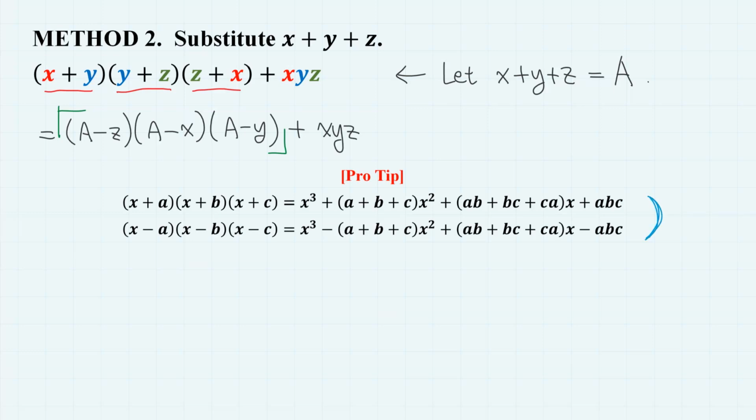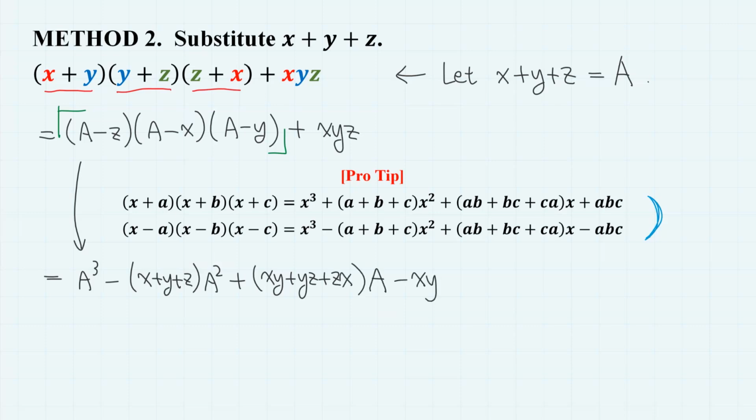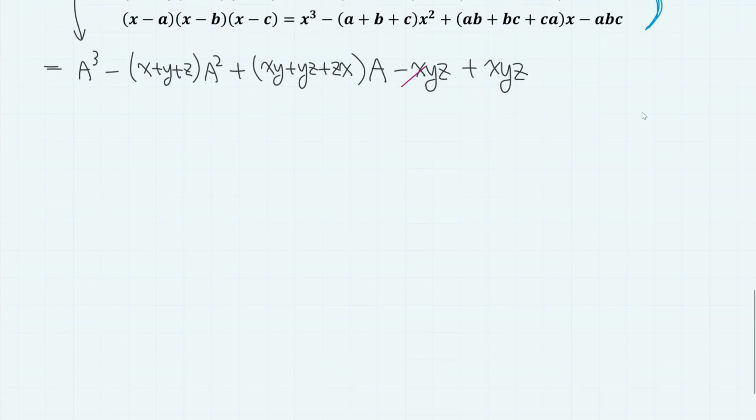You remember these formulas, right? These formulas can be useful when dealing with the relation between roots and coefficients of cubic equations. So by the formula, we have a³ − (x + y + z)a² + (xy + yz + zx)a − xyz for this part, and we have + xyz here. So −xyz and +xyz cancel out.